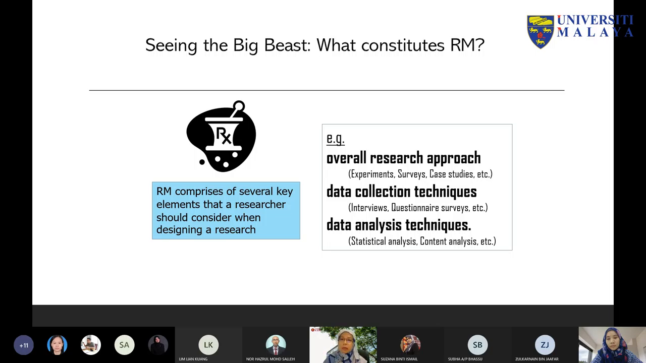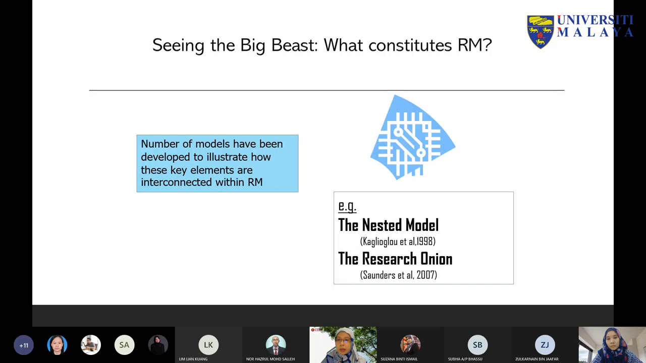So in order for me to discuss paradigm, I will use the nested model from Kagioglu and also the research onion from Saunders, because inside there are figures about research methodology. They do have the philosophy inside, in how they construct the research methodology, the big picture. Okay, so the nested model and the research onion.